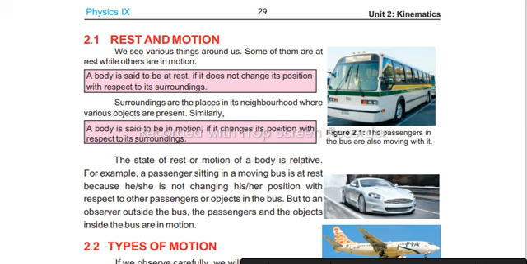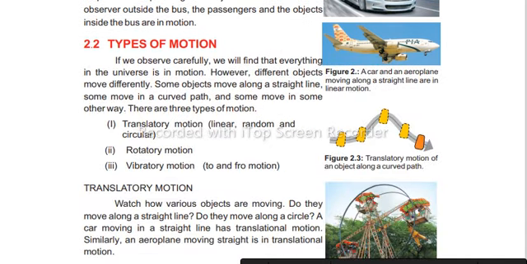So that's the point, how the surroundings relate to the object, to the person which is in rest or in motion. So now we move towards the types of motion. Let's see types of motion.